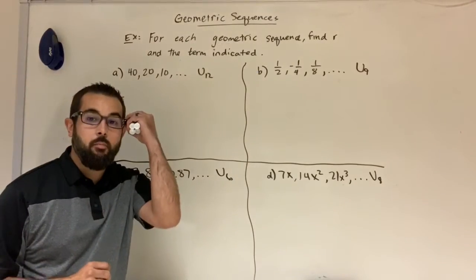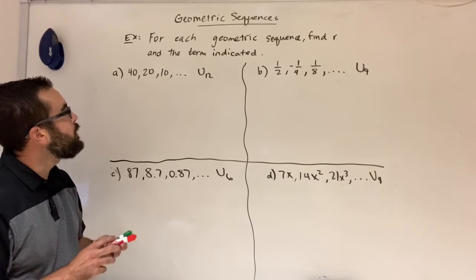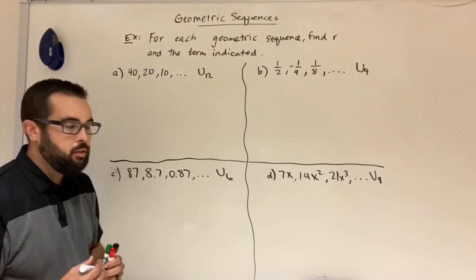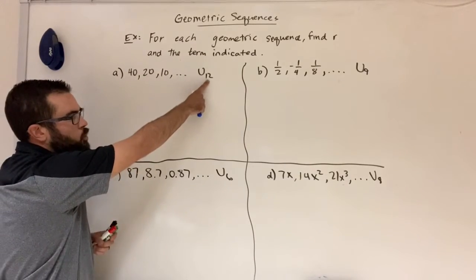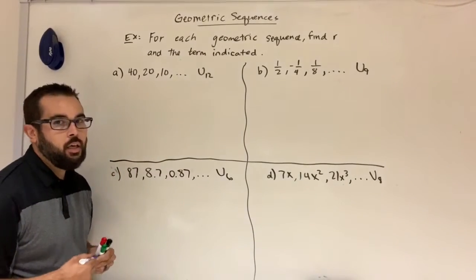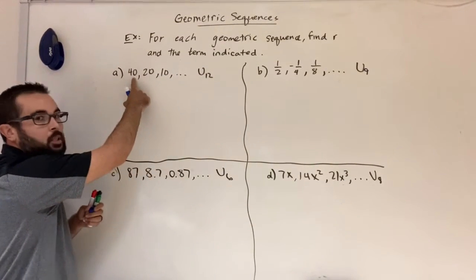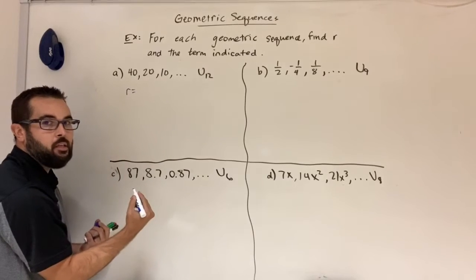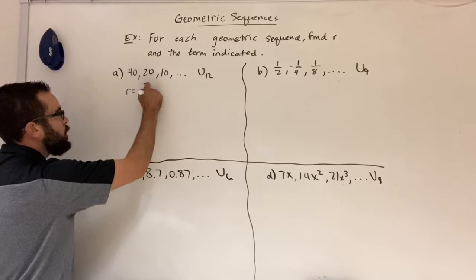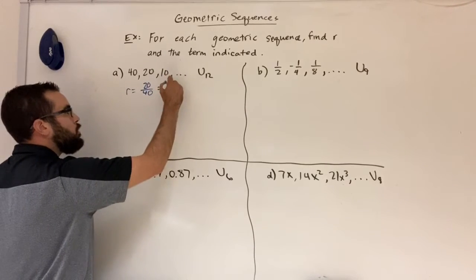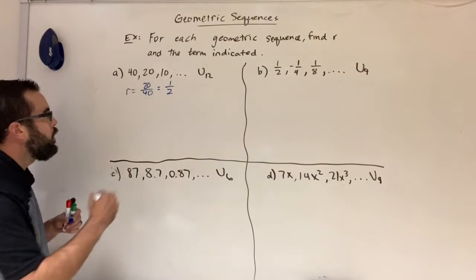All right, let's take a look at some examples now. It says for each geometric sequence, find r and the term indicated. So A, we have 40, 20, 10, and we need to find the 12th term. Well, r, you can kind of see it. It's going to be multiplying by 1/2, right? Because we're dividing by 2. But if you didn't see that right off the bat, you can do 20 divided by 40, which is 1/2 reduced.